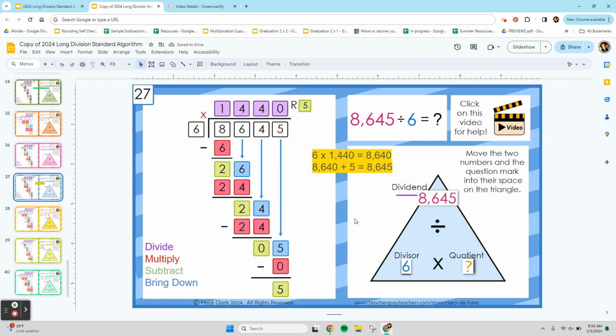So 8,645 divided by 6 is 1,440, remainder 5.